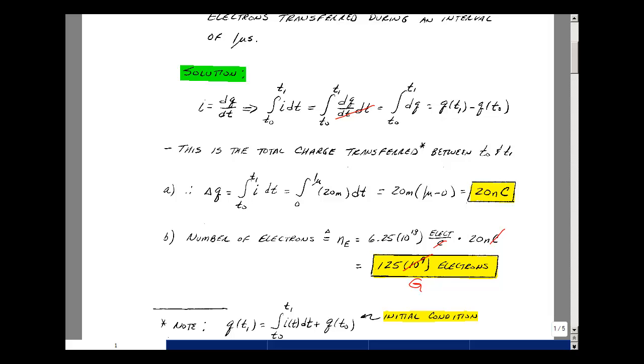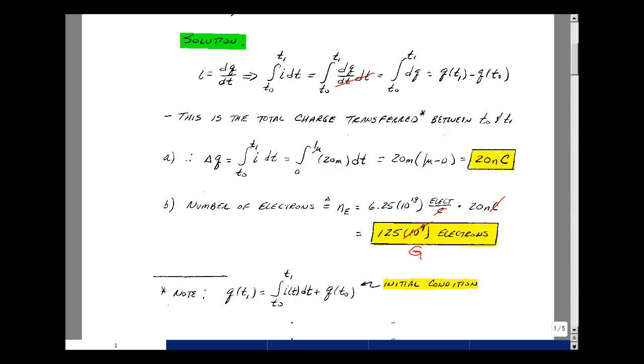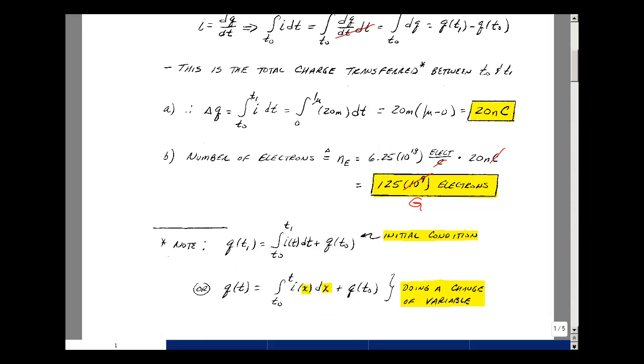But in general, in the course, I want to put all answers in engineering notation with the appropriate units. So in this case, the 10 to the 9th will be replaced by giga. There was a footnote earlier in the problem. What we've got here is a calculation for the change in charge, but I could calculate the charge transferred at a time t1 in terms of an initial value plus the integral over that change in time. This would be called an initial condition.